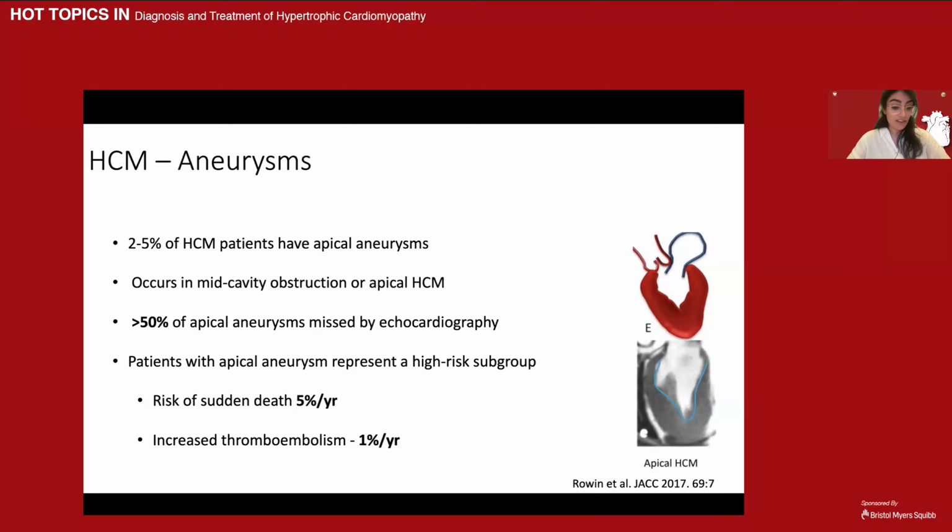They have increased risk of ventricular arrhythmias and sudden cardiac death up to 5% per year, as well as thromboembolic events up to 1% per year. And in many ways, apical aneurysm is one of the clearest examples of how CMR can change risk stratification, but also management.